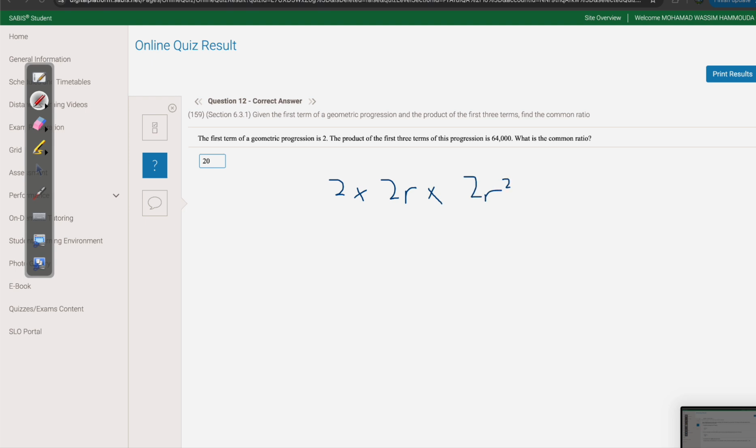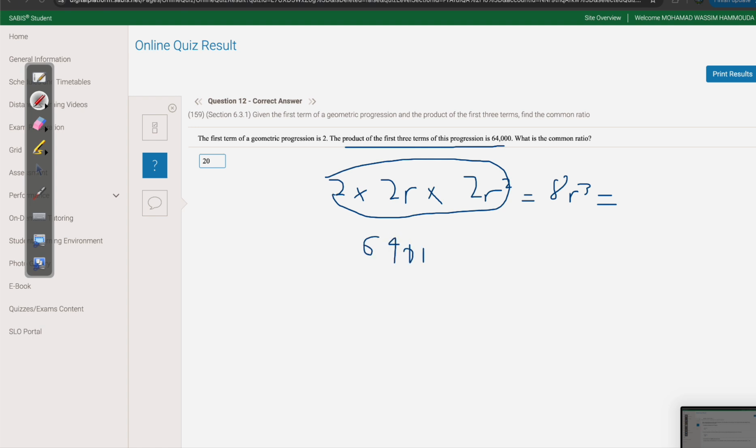squared. This all is going to give us 8r cubed is equal to, as we agreed, the product of the first 3 terms, 64,000. So this entire thing is 64,000. So 8r cubed is 64,000. R is 20.